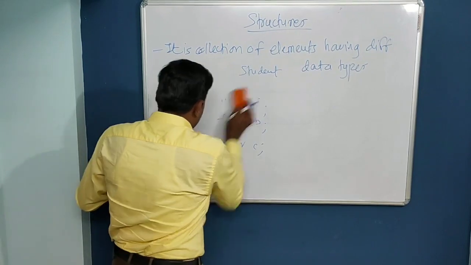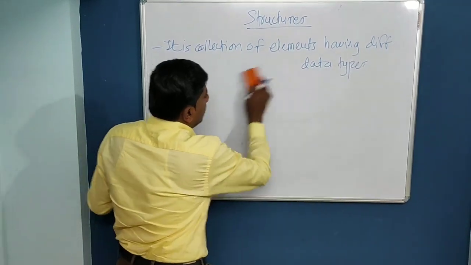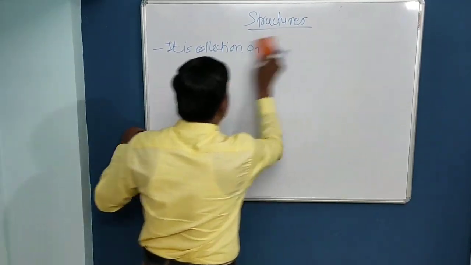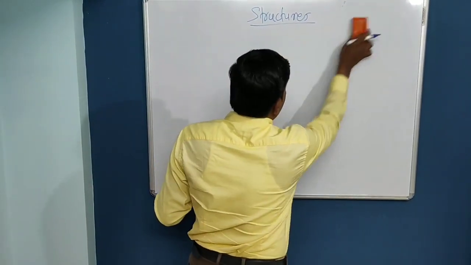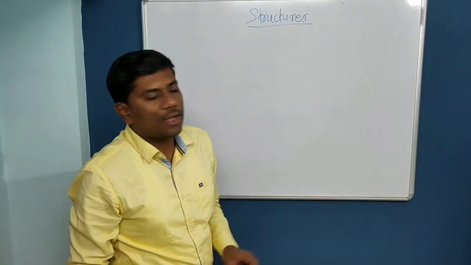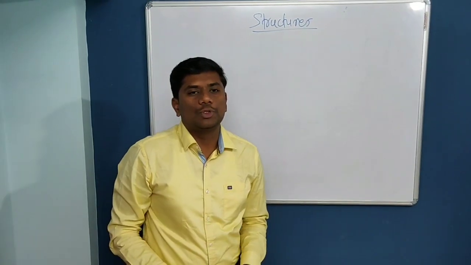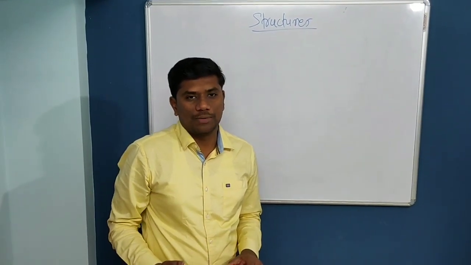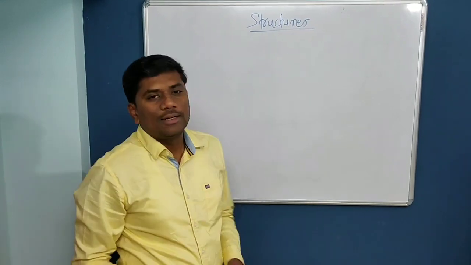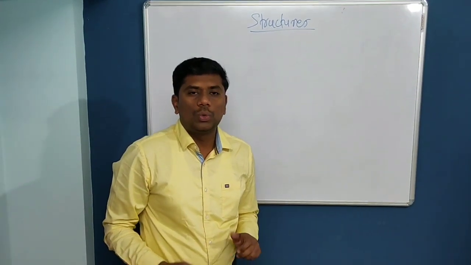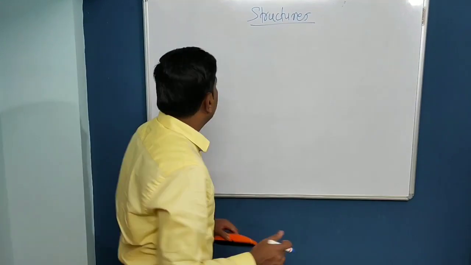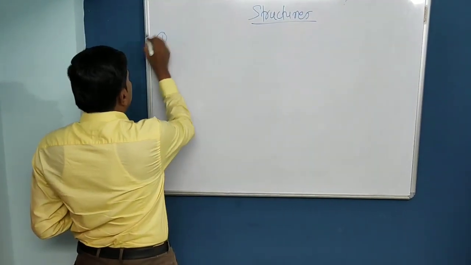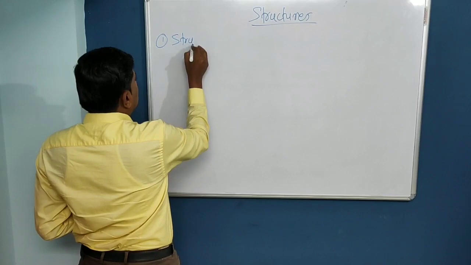Now we'll explore structure in detail. We have seen the drawback of array, how structure overcomes that drawback, and the theoretical definition of structure. Now we'll see how to define a structure, how to declare a structure variable, and how to initialize a structure variable. Let us start with the first point, that is structure definition.